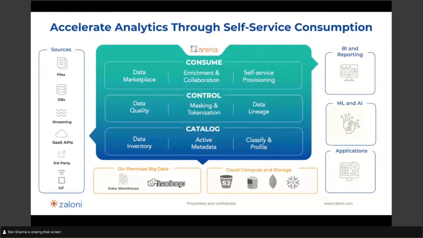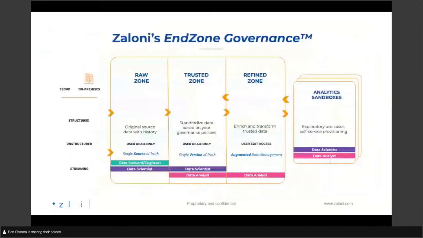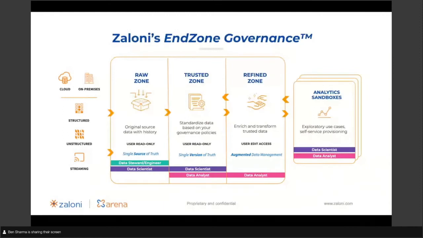One other aspect I wanted to touch on is a lot of times the data storage layer needs to be partitioned in a way so that proper security controls can be provided in a policy-based approach. So we call this the end zone governance. We think about this as a zone-based architecture where data can come in and land in a given zone.